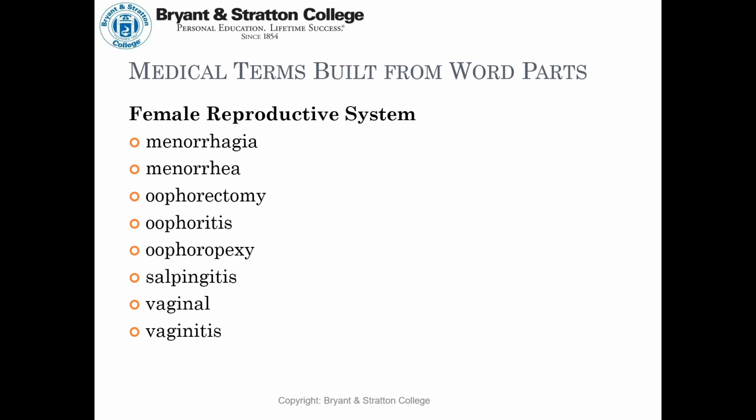Again, more terms through here. Menorrhagia and menorrhea, again referring to the cycle. Oophorectomy, this is removal of the ovary. Oophoritis is an inflammation or infection of the ovary.